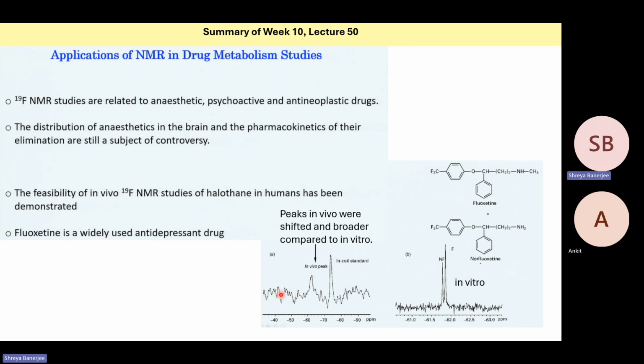You can clearly see in vivo, the peaks are much broader and also less sensitive. They are merging more with the baseline compared to in vitro. Also, the peaks are slightly shifted because the environment is different, because you are studying this while it is still inside the organism, and in vitro you are studying probably from some urine or blood or other bodily fluid. So that is the difference between in vitro and in vivo spectra.